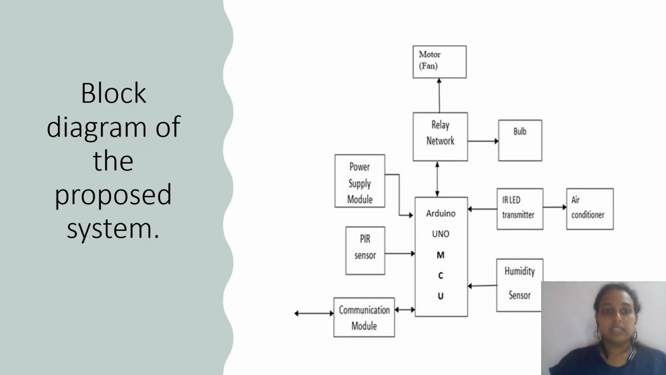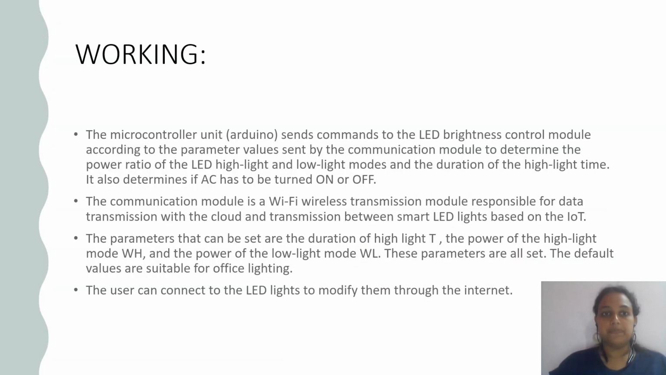This is the block diagram of the system. I have my Arduino Uno, which is my microcontroller, the PIR sensor and humidity sensor, and of course the power supply module. The communication module has been used to make it IoT enabled. A relay network is used, to which my outputs are connected, that is my bulb and the motor. I have used an air conditioner and an IR LED transmitter in order to get the raw data from it. So this is my block diagram of the proposed system.